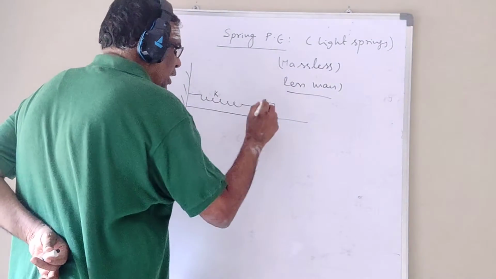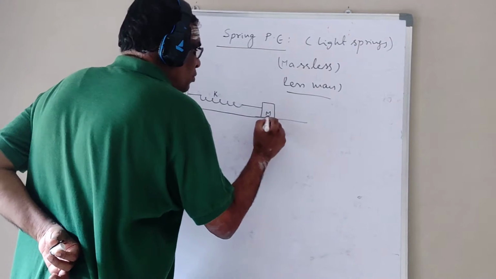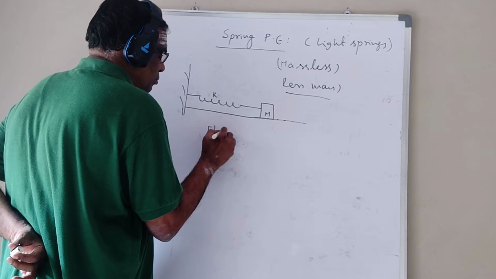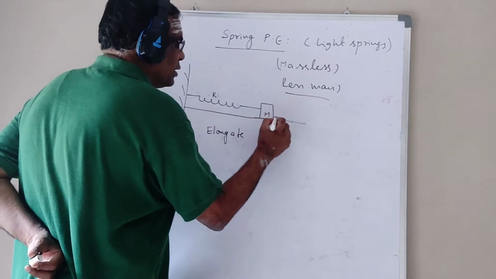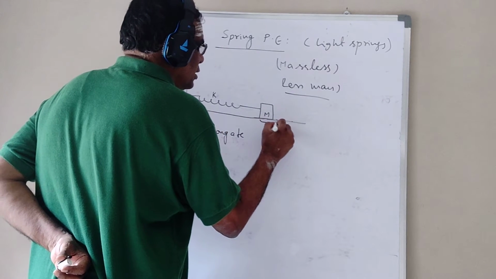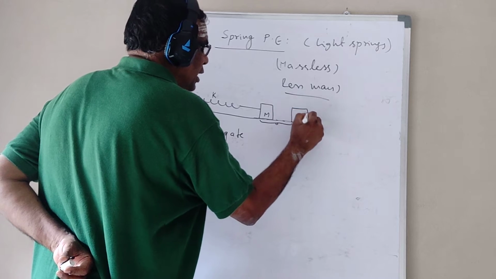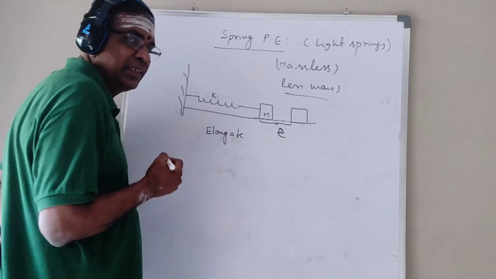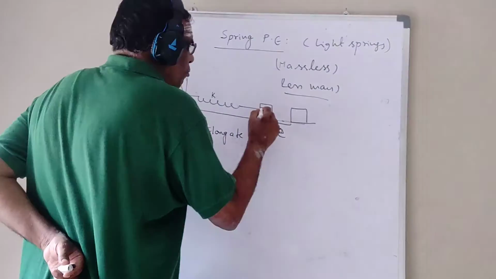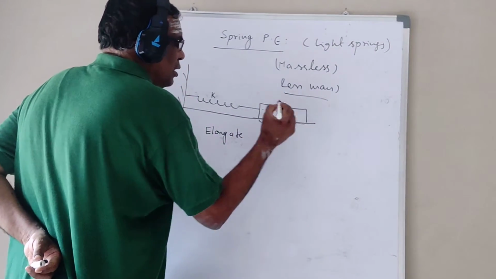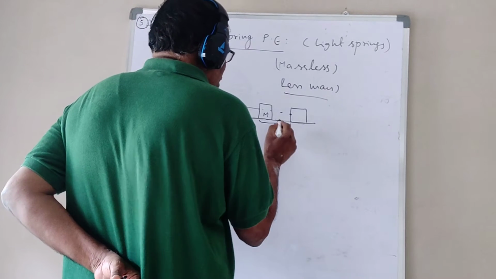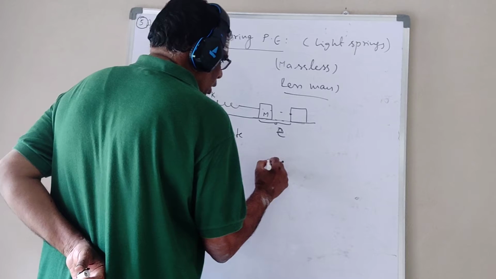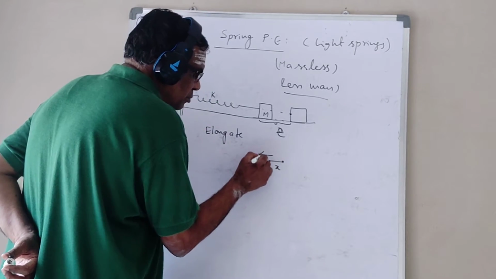Now this is the natural length. Now if I take it, I elongate it. Elongate by how much? Let me say I have done it by e. Elongation is e. Right. Okay. Now, if I elongate it by x, what is the spring force?